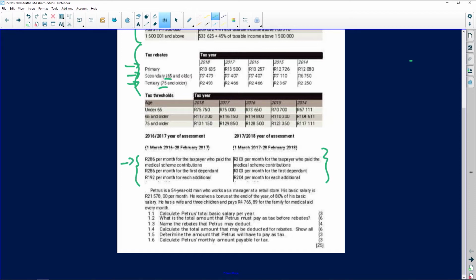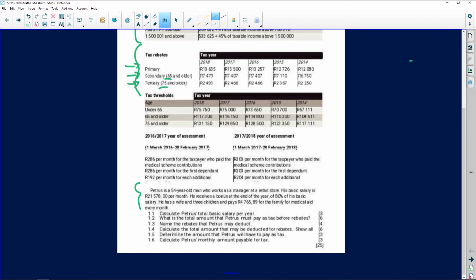And then it says to us here, 286 per month for the first dependent, so whoever the first person is that you've put in, and then 192 per month for each additional dependent. The 2 years differ from each other, probably because of what they're going to be telling us. So now here is the scenario down here. What is the scenario then telling us? Let me just remove all of this for now, so we are working on a clean slate. The scenario is down here.